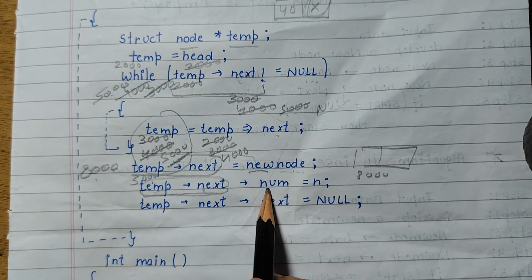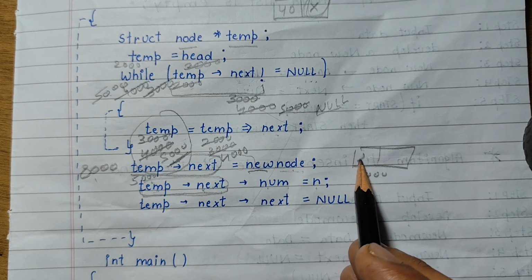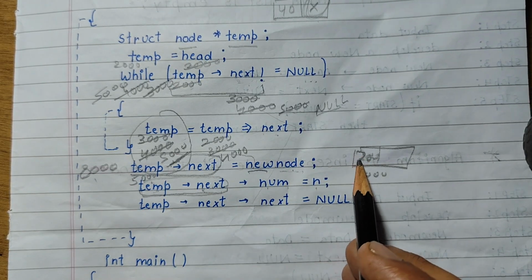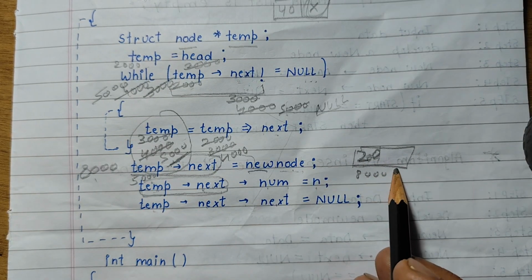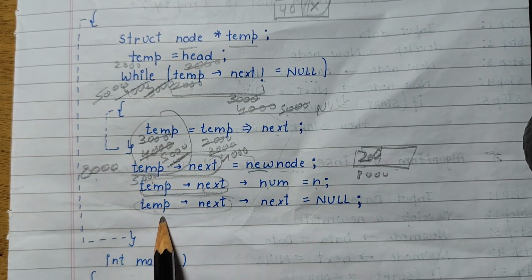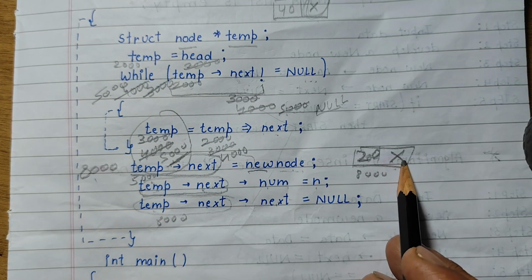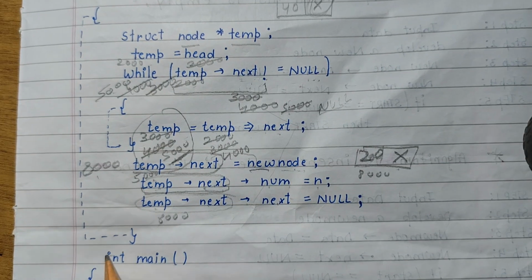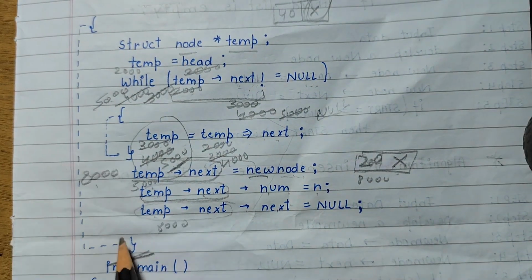So 8000 of num is equal to n. So here you enter the value 200, because the value of n we enter is 200. And temp of next is 8000, so 8000 of next means this value becomes null. So in this way, your function is terminated here.